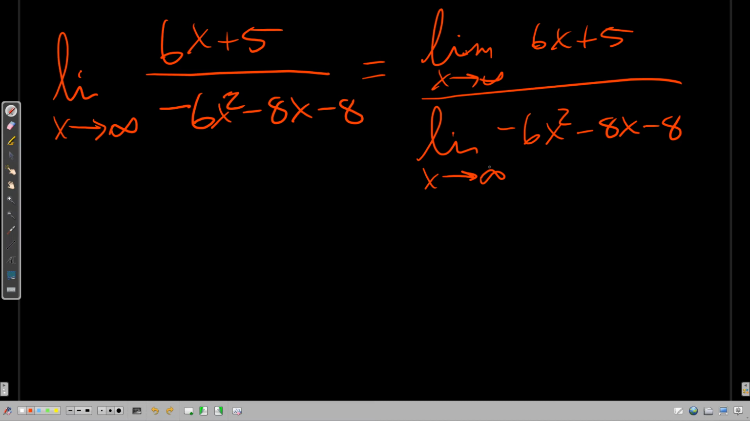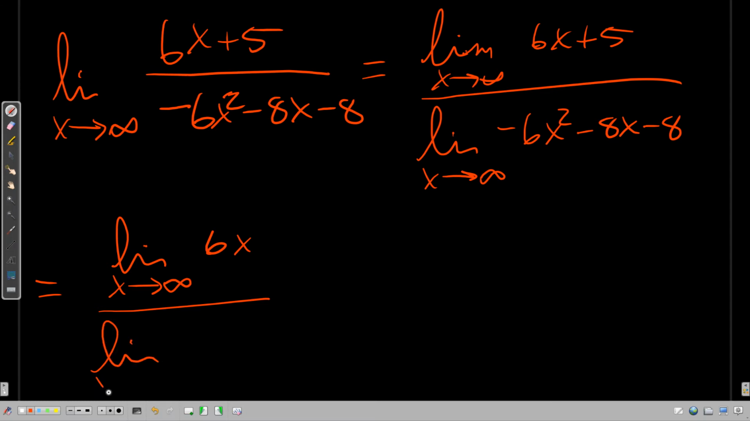The limit of the quotient is the quotient of limits. Okay, but now I'm looking at this limit here. That's the limit of a polynomial. So that numerator has the very same limit as just 6x. And the denominator has the very same limit as x goes to infinity of minus 6x squared.